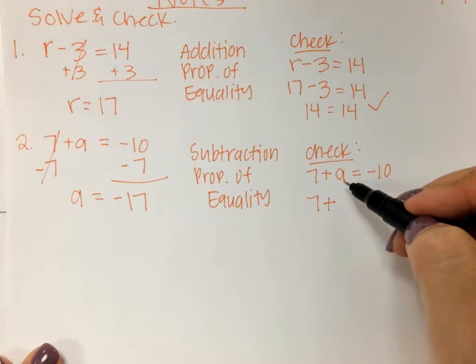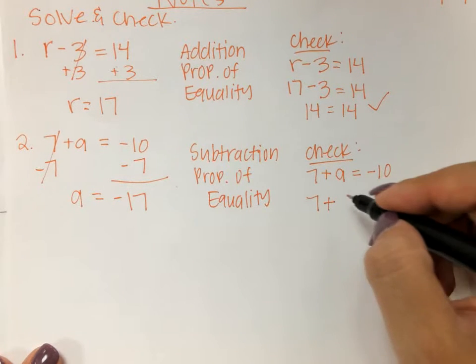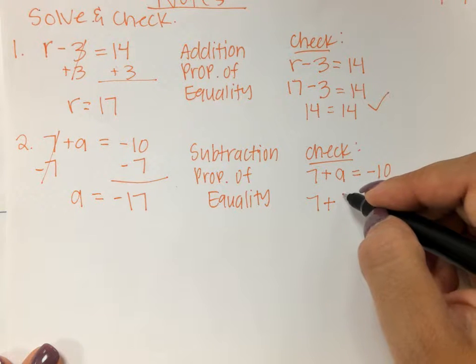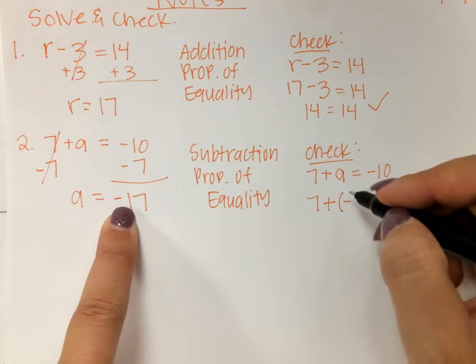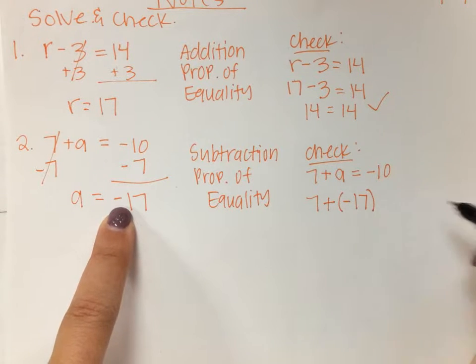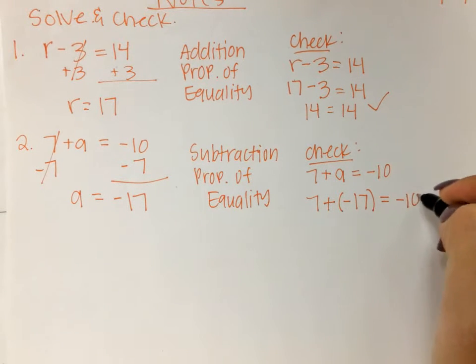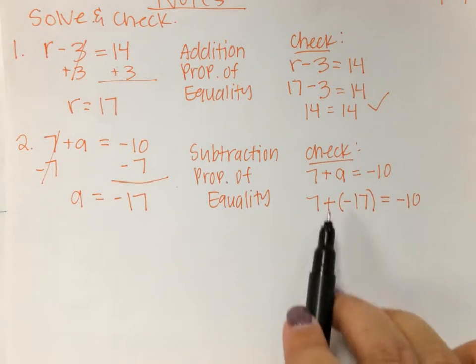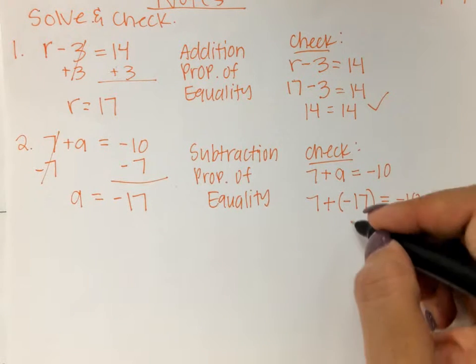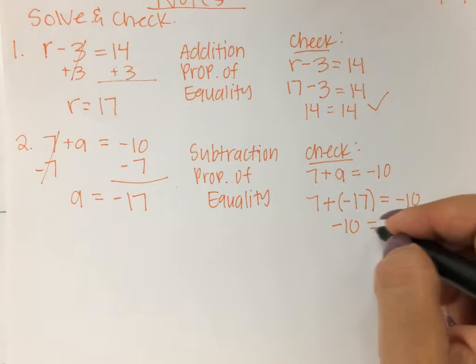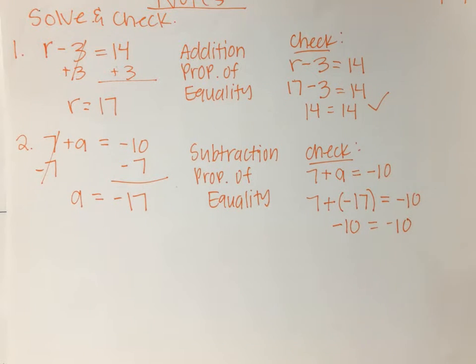7 plus negative 17, right? Because I found that A is negative 17. So I just plug it in for A. So then that should be equal to negative 10. And now all I'm doing is just actually doing this. 7 plus negative 17, which gives me what? Negative 10. Which they are equal.